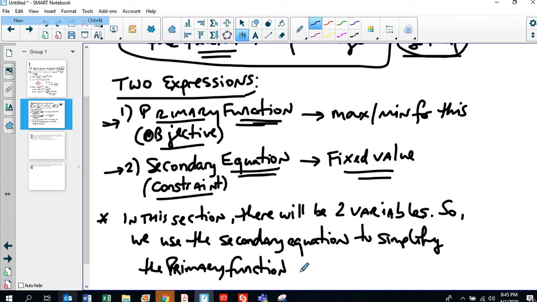Then simplify the primary function into having only one variable.